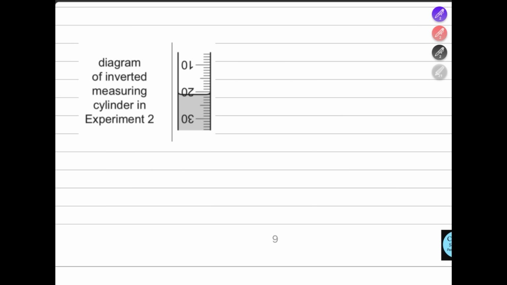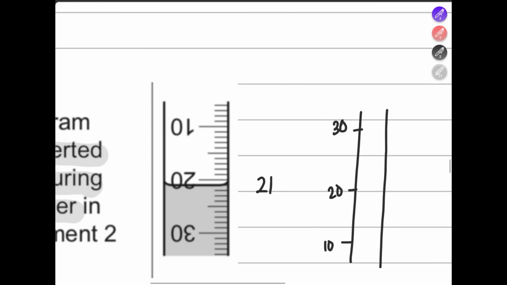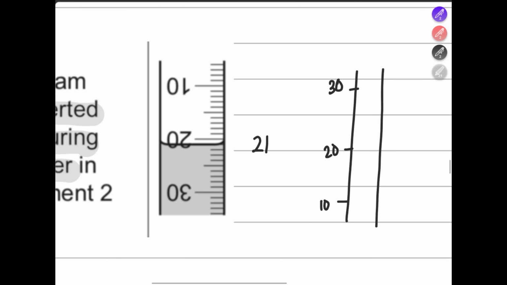Sometimes when you're asked to read a measuring cylinder, they can even invert it. This is going to be 21. Make sure to see how it's going, okay? Start from the bottom one to go up. Here, bottom, go down. This is going to be 21.